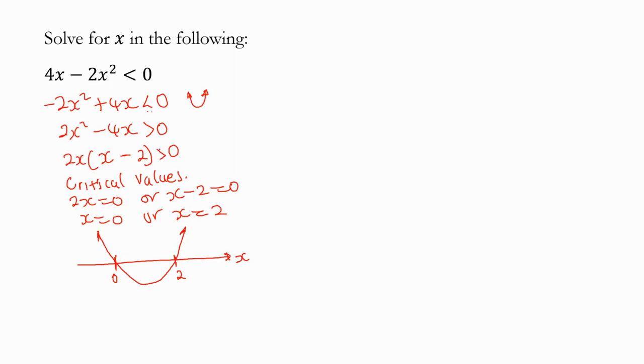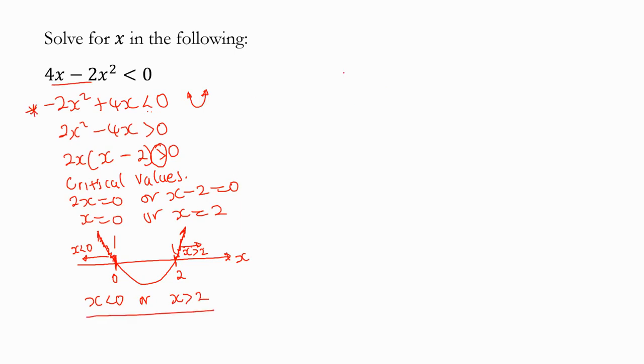Right, where is the graph greater than 0? Above the x-axis here. And even this part also is above the x-axis. So it means when x is less than 0, and then when x is greater than 2. You see that? The numbers to the left-hand side of a number are less than that particular number. The numbers to the right-hand side of a number are greater than that particular number. You see that? So our solution here is x is less than 0 or x greater than 2.